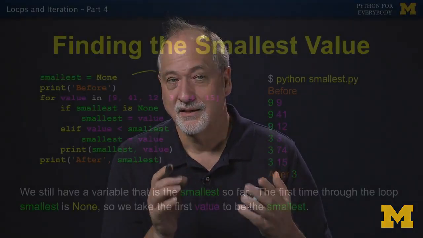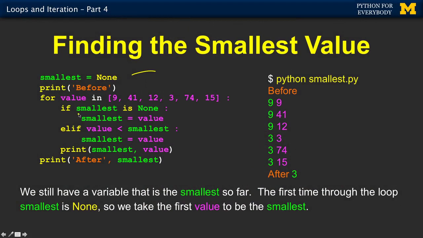So we can say, is the contents of smallest none? If smallest is none. It's more powerful than double equal sign. It means, is it exactly the same as? And so if we are asking, is smallest none, that's only true if we've got a none in there. If we put 17 in smallest, is not none. So this is how it works.